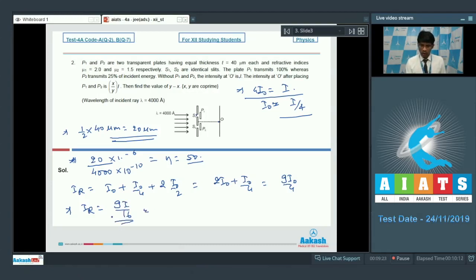So looking at the option here, it is given in terms of x by y times I. So x is 9 and y is 16. Now the value of y minus x will be 16 minus 9, that is coming out to be 7. So this is the answer for question number 2. We got the answer as 7. Now let's proceed to the next question, that is question number 3.